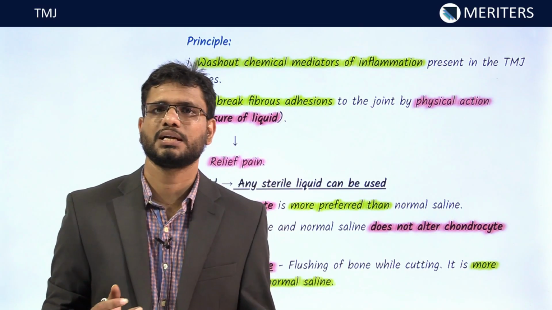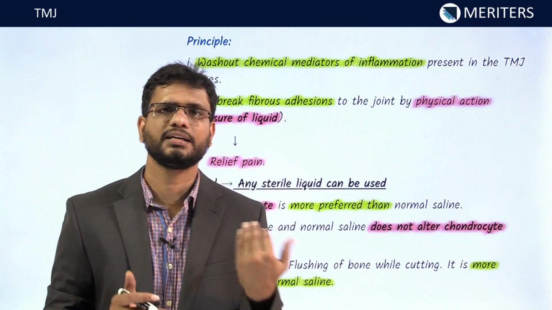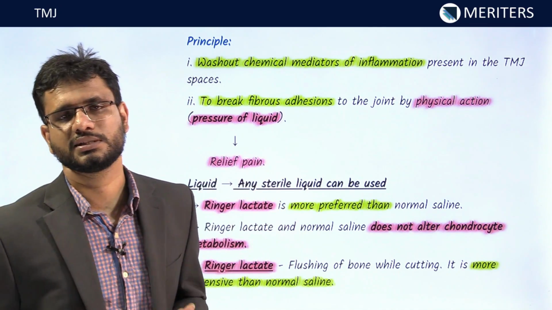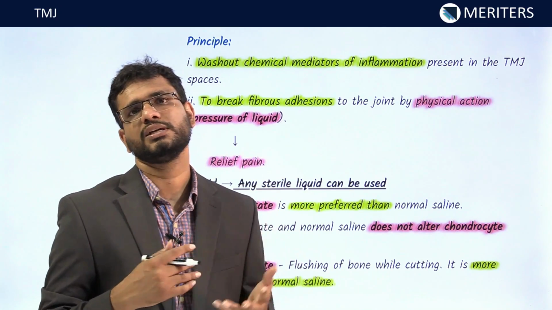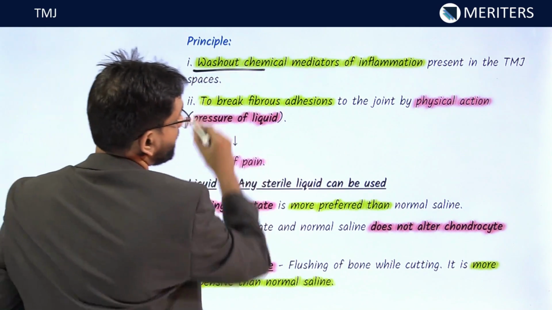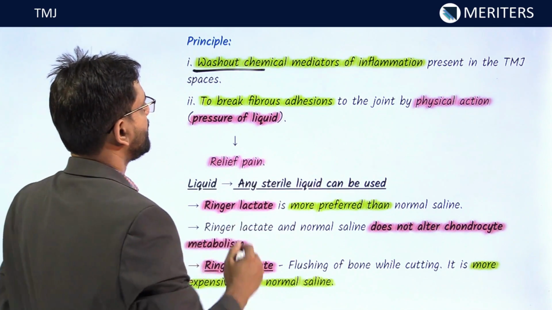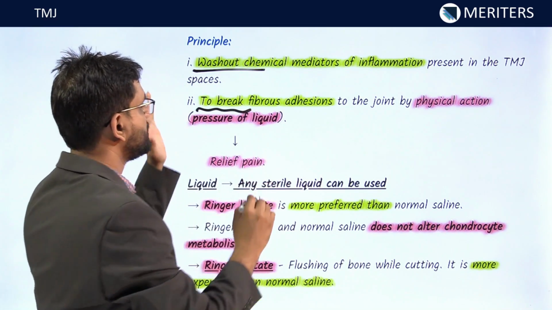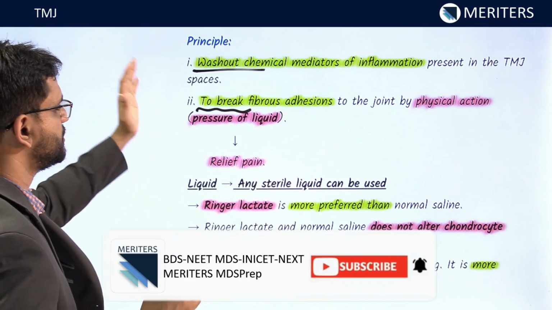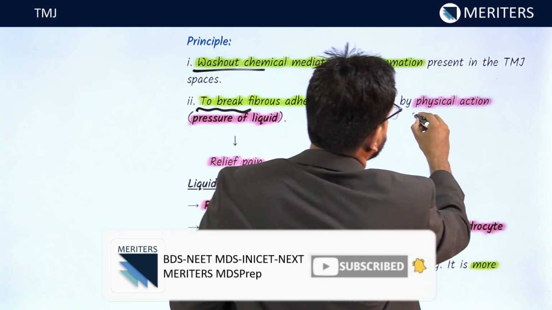For example, normal saline. Another liquid is Ringer's lactate, and if we compare the efficacy of both, Ringer's lactate is preferred over normal saline. So why are we doing the orthocentesis? We want to wash out the chemical mediators of inflammation that are present in the TMJ cavity, right? Another important aim of this orthocentesis is to break the fibrous adhesions in the joint. How?